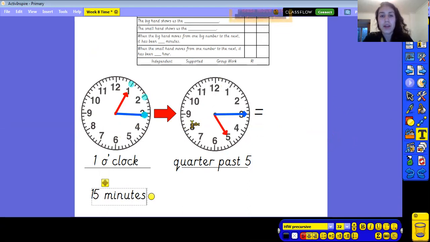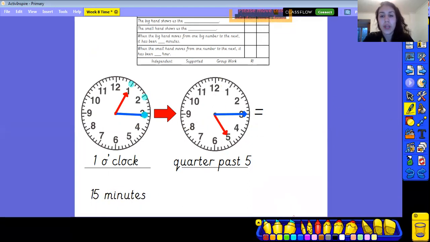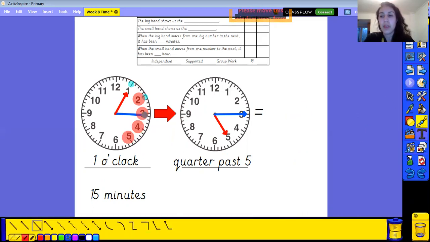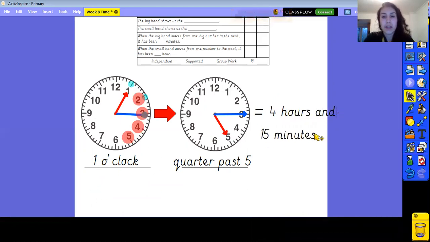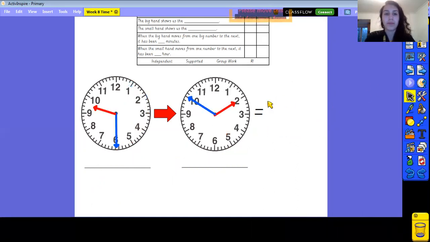So now, because our minute hands are the same, we can count those full hours. So 1:15, 2:15, that's 1 hour. 3:15, that's 2 hours. 4:15, that's 3 hours. 5:15, that's 4 hours. So all together, we have moved 4 hours and the 15 minutes that we moved first of all.